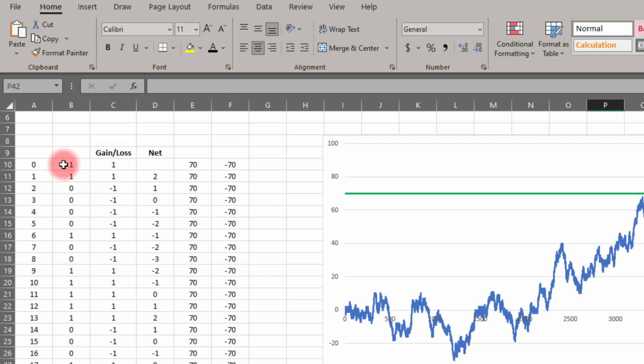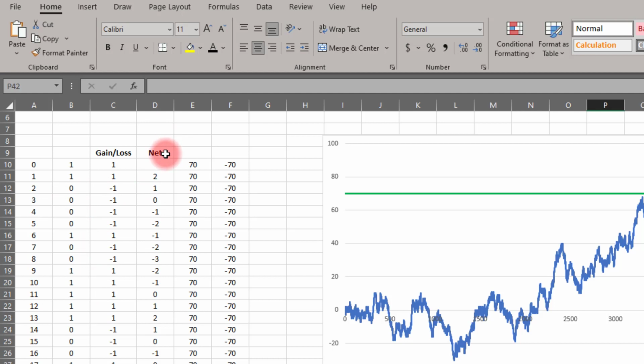If it comes up with a 1, we're going to call that heads, and we'll say that you're going to win $1. And if it comes up tails or a 0, you're going to lose $1. This column tells you the gain or loss on that flip. So in this first row, we flipped a head, we gained $1. Second row, we flipped another head, we gain $1. Third row, we flipped a tails, we lose $1, and so on all the way down.